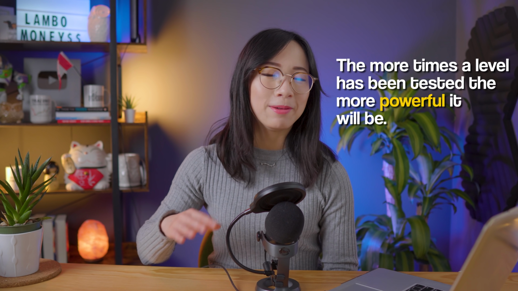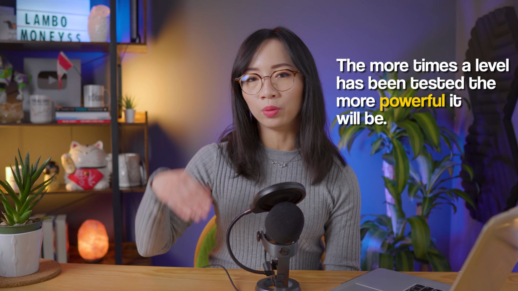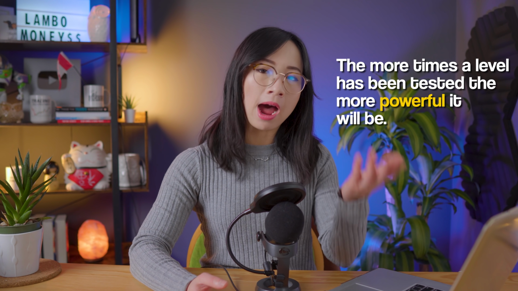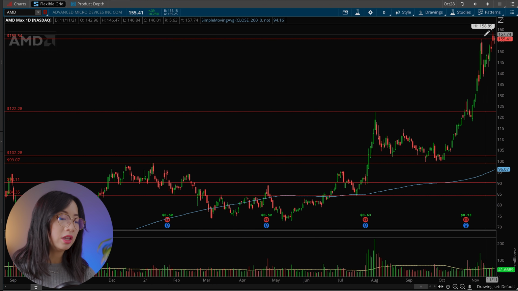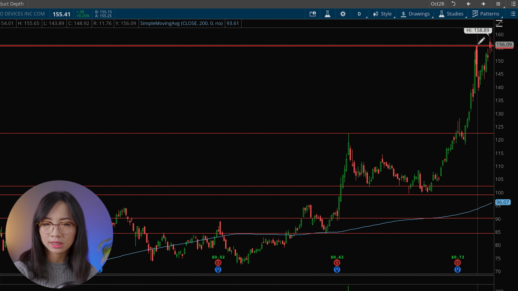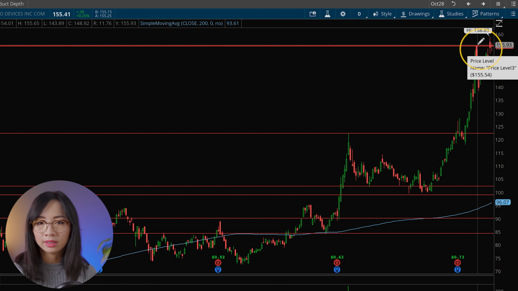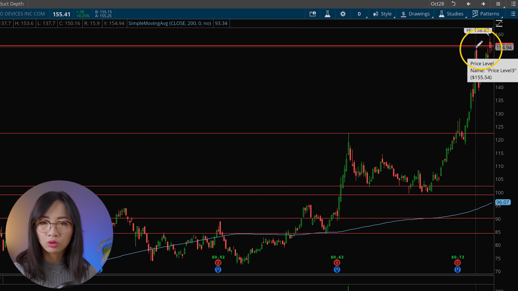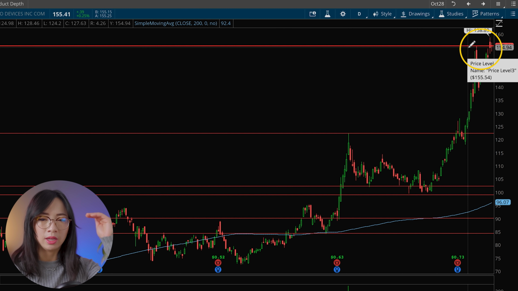Generally speaking, the more times a support or resistance line has been tested in the past before, the more powerful it would be. And that would be the same case for resistance levels. You can see now that we're trading near all-time highs, there's a resistance level around the 156 area. That's been tested once, twice, 3 times over here. So that's a pretty strong resistance and we are still holding up.